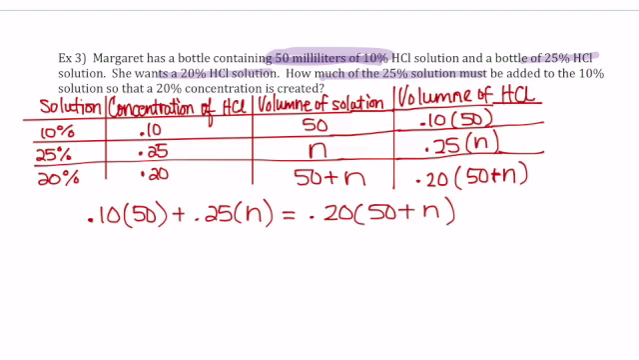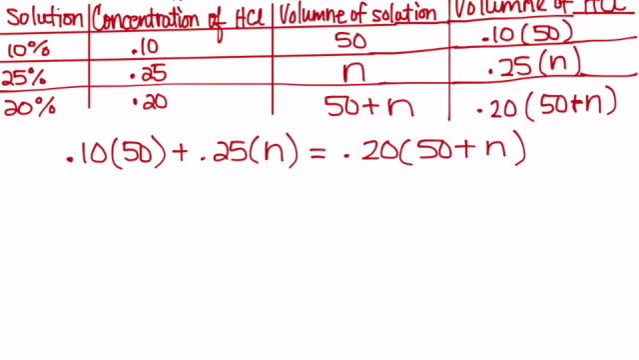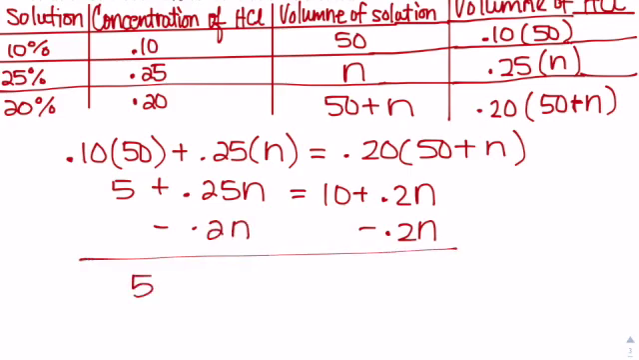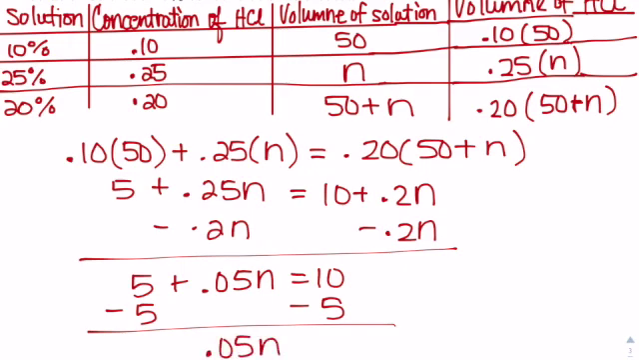Okay. So now the first one is going to be 5 plus 0.25 N equals 10 plus 0.2 N. And when you move things around, I told you guys to move the smaller of the two, because that way you will always get a positive N. 5 plus 0.05 N equals 10, and minus 5 on both sides. 0.05 N equals 5, and divide by 0.05 on both sides. N is equal to 100.